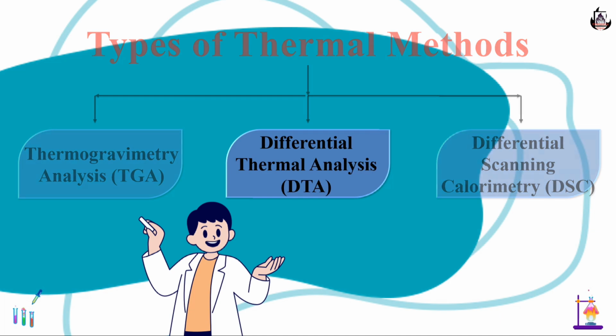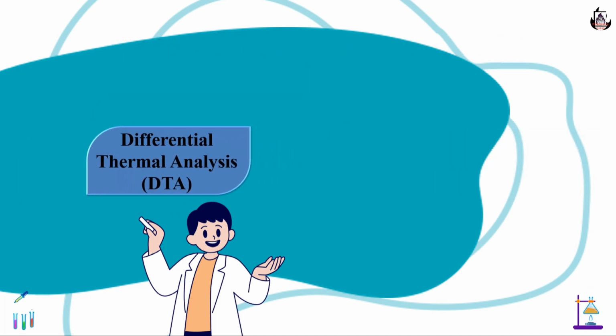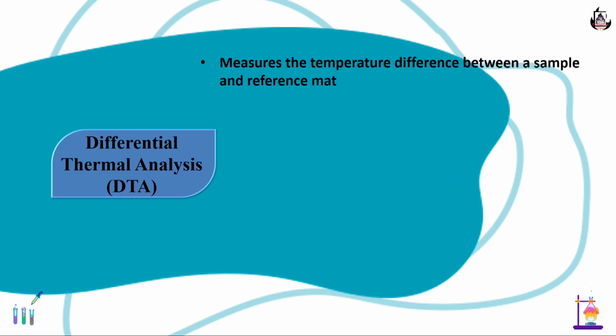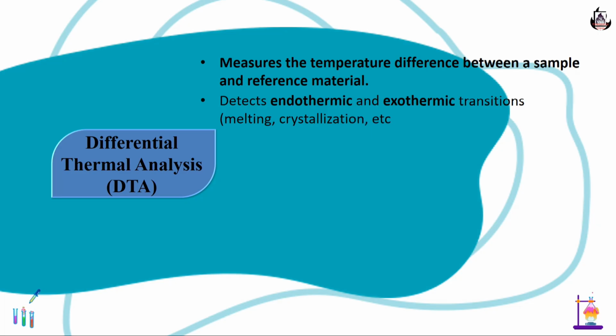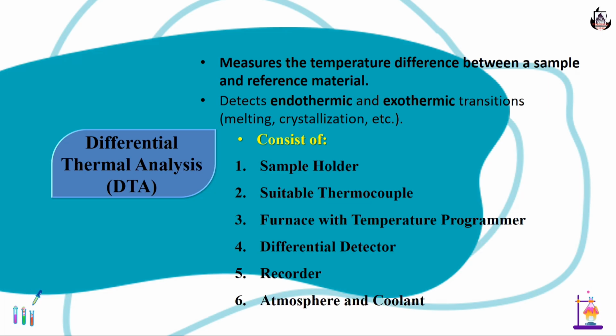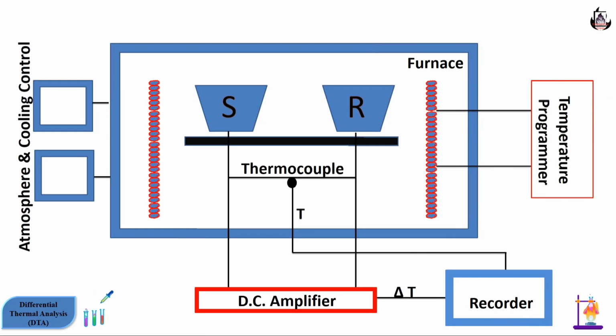Now we have to focus on introduction to differential thermal analysis. It measures the temperature difference between sample and reference material, and detects endothermic and exothermic transitions, that is melting, crystallization, etc. A typical DTA instrument consists of sample holder, suitable thermocouples, furnace with temperature programmer, differential detector, recorder, and atmosphere and coolant control. You can clearly see the arrangement of all the instruments in the above diagram of DTA.